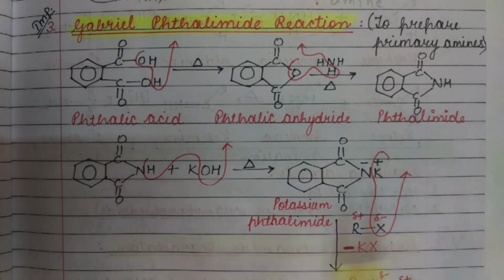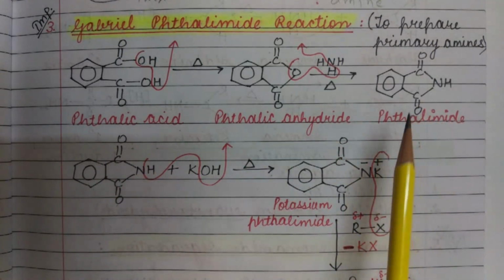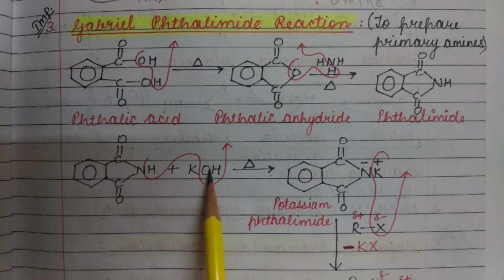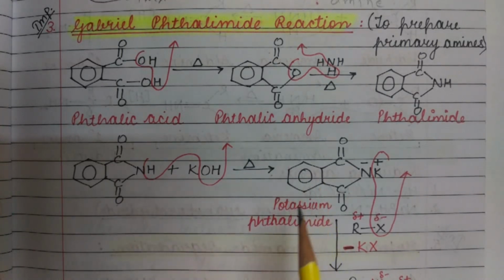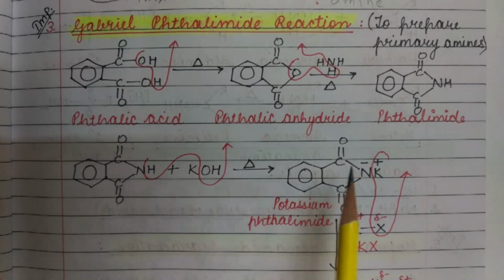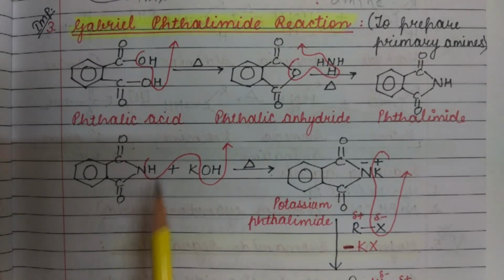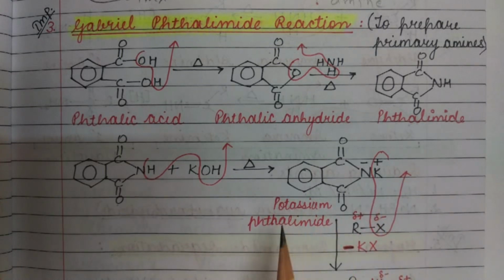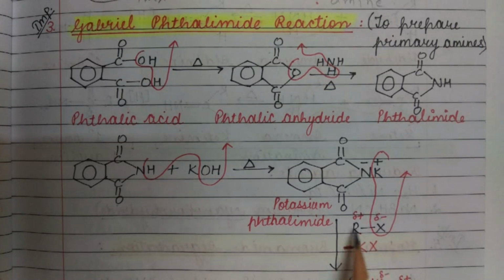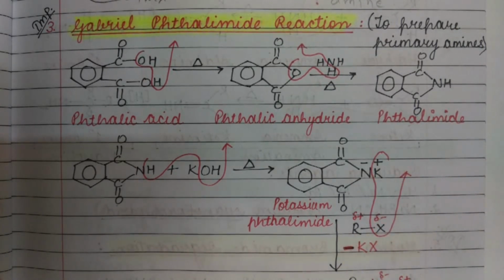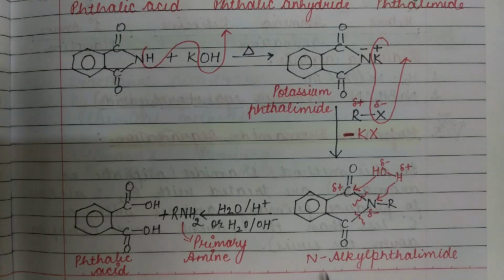So simple. Now this phthalimide is treated with KOH. From here again, water is lost in the presence of heat, and we get potassium phthalimide. This is potassium phthalimide because the hydrogen is replaced by potassium, so it is named potassium phthalimide. Now this potassium phthalimide is reacted with RX, alkyl halide. From here KX is removed and we get N-alkyl phthalimide, right? N-alkyl, because the alkyl group is attached to nitrogen.